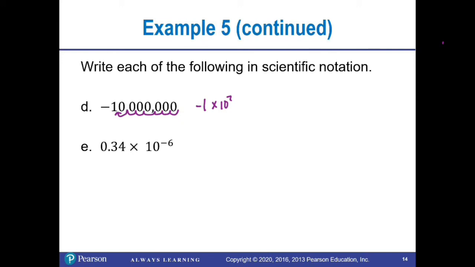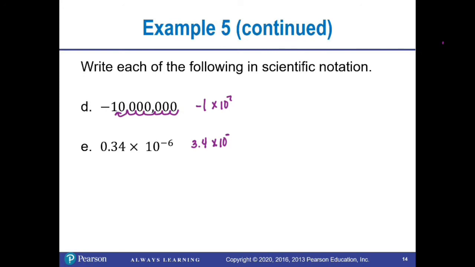Look at part E. We have 0.34 times 10 to the negative 6. Now I'll come back to that 10 to the negative 6. This number is not in scientific notation because 0.34 is not between 1 and 10. 3.4 is between 1 and 10. Then I'm going to multiply by a power of 10. Again, I'll come back to the 10 to the negative 6 here in a minute.